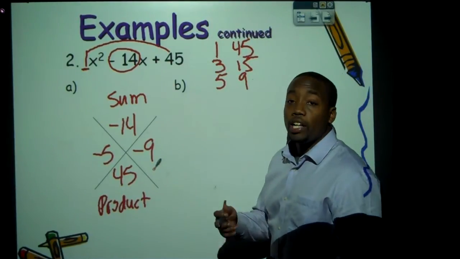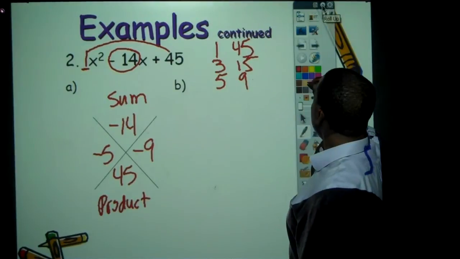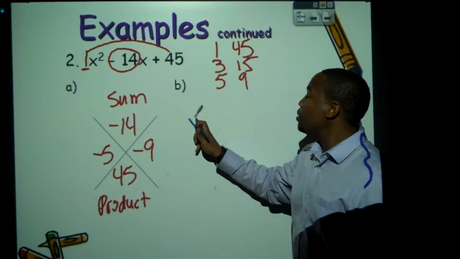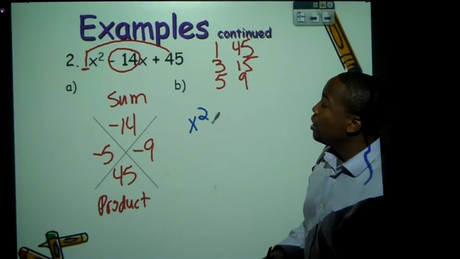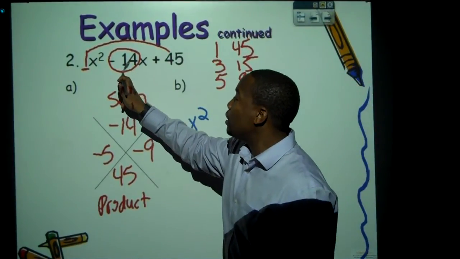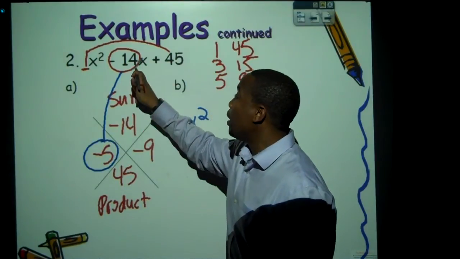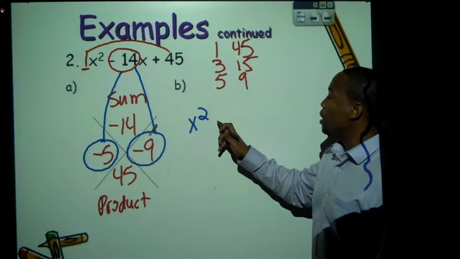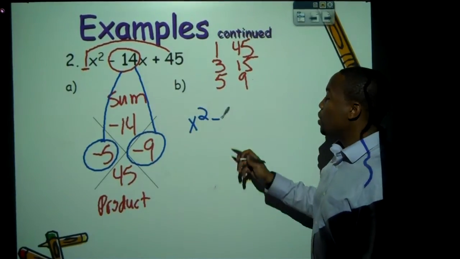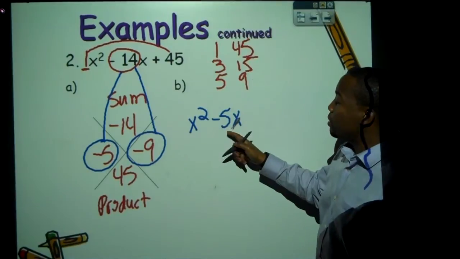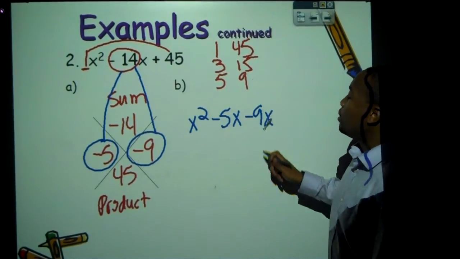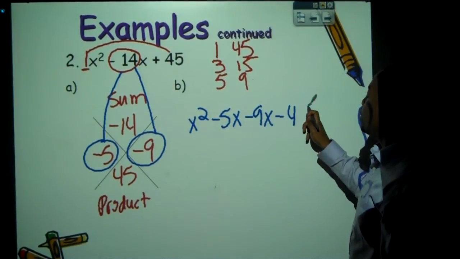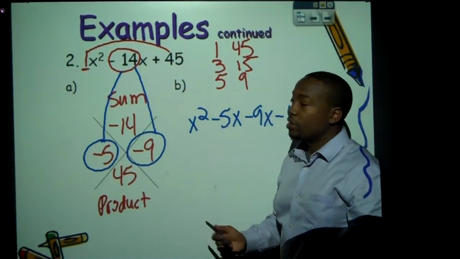So now let's rewrite it. Rewrite it, I'm going to change colors. How do I rewrite this right here? This would be x squared, right? Now to rewrite this 14, I'm taking this 14 and I'm taking these numbers right here, and I'm rewriting it based upon what I have here. So that would be this 14x. So that would be 5x, that's why I need to bring in the x, minus 9x, right? So if I add these together, I still get this. Minus 45.